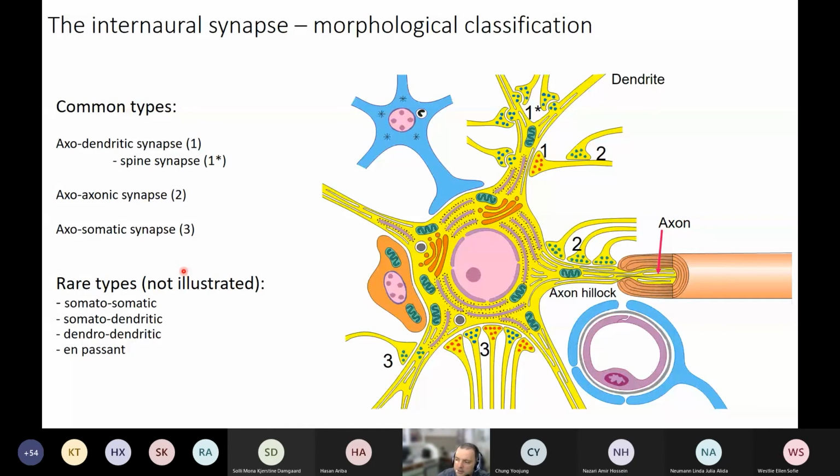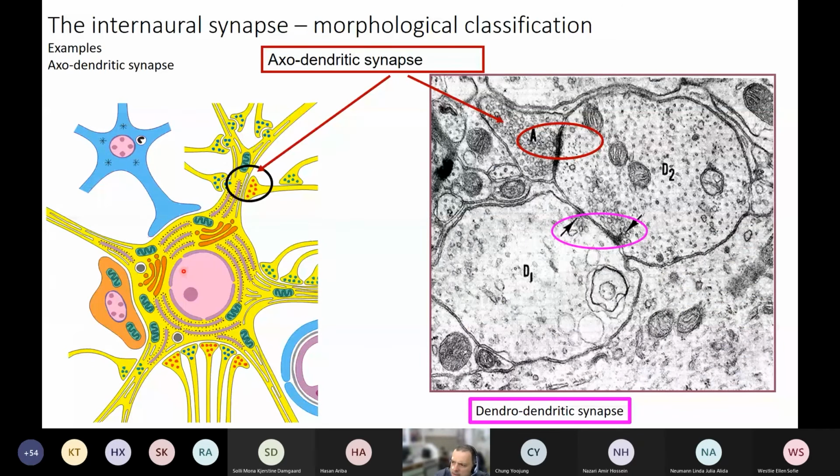So these synapses are not illustrated in this figure, but I would like to show you some examples for these synapses in the coming slides. So once again, common types, axodendritic synapse. Here you have a dendrite with an electron microscope, transmission electron microscopic image.